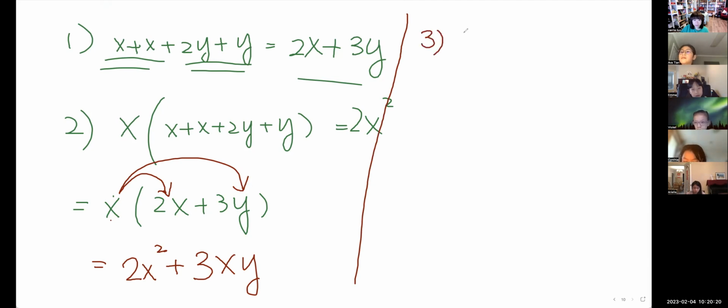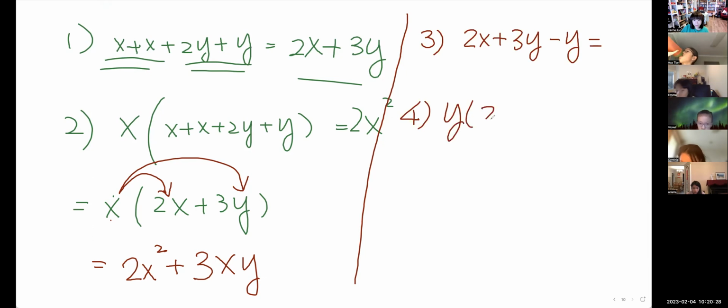Okay, number 3. So we have 2x plus 3y minus y equals what? Okay, number 4. Y times 2x plus 3y minus y equals what? Okay, 2 questions in a row.